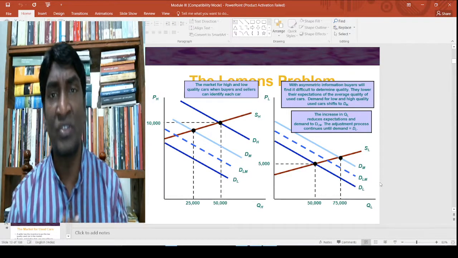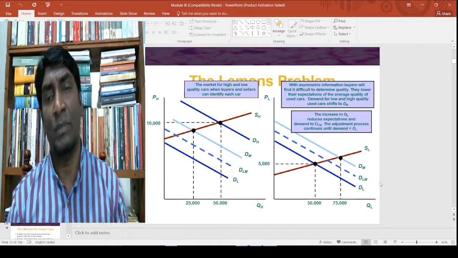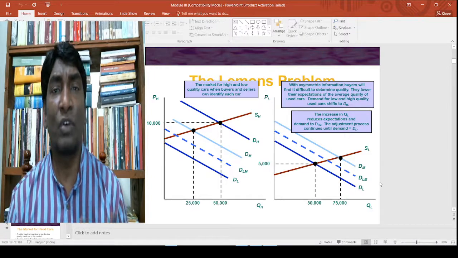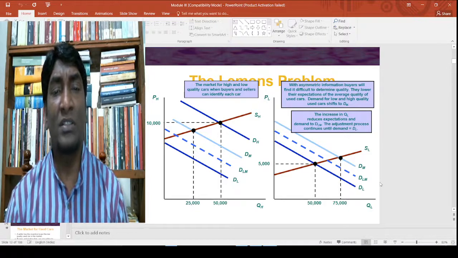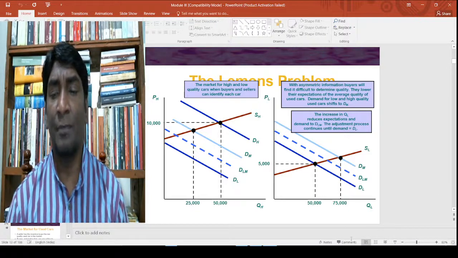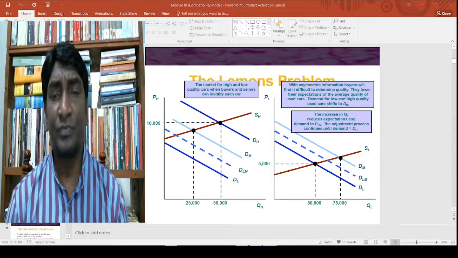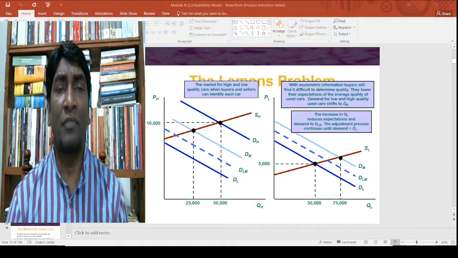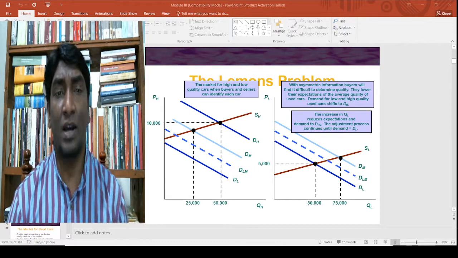So there is an information gap between the buyer and seller in this particular model, and this is what is called the market for lemons problem. What is this market for lemons case? It is nothing but once you have two kinds of market, say the market for high and low quality cars, when buyers and sellers can identify each car.